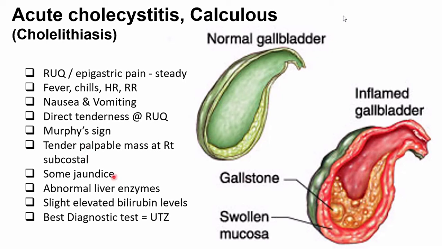There will be jaundice, abnormal liver enzymes. You will understand soon what is SGPT, SGOT, alkaline phosphatase. There will be elevated bilirubin levels. So what is the best diagnostic in identifying the gallbladder stone and inflammation? It's the ultrasound.